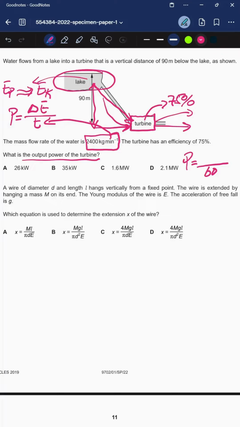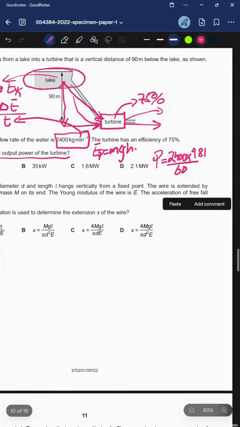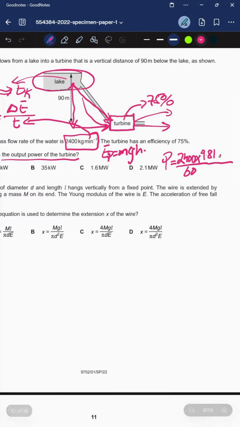So how much energy is being converted? The change in gravitational potential energy, the formula for gravitational potential energy, is mass times gravity times height, right? So how much is the mass in 1 minute? 2400 kg, right? And this is the mass. Now again, this experiment is being done on Earth, so we are going to keep gravity as 9.81. And similarly, lastly, we have the mgh.